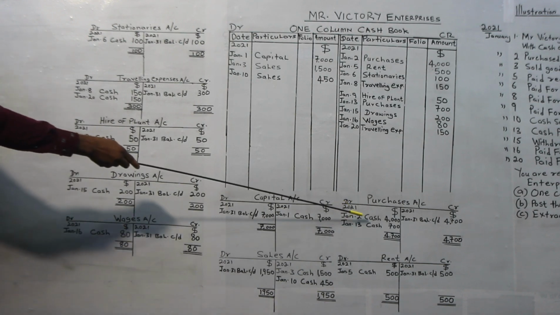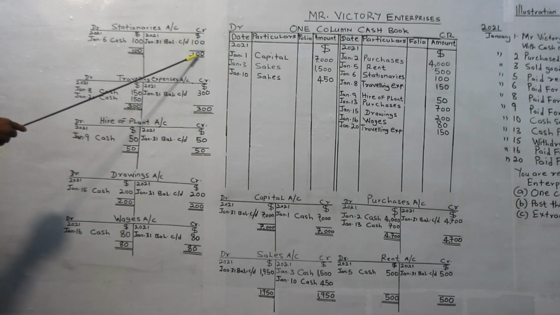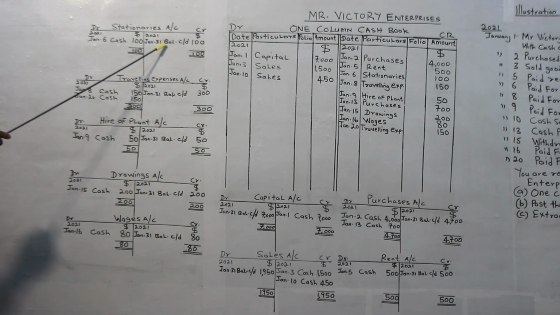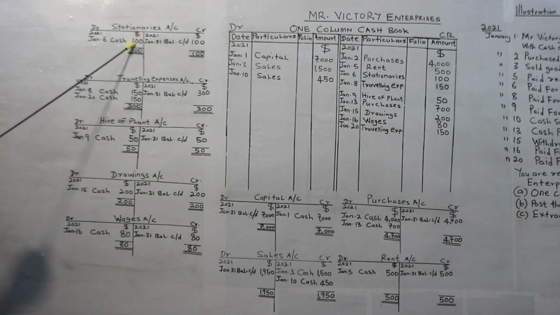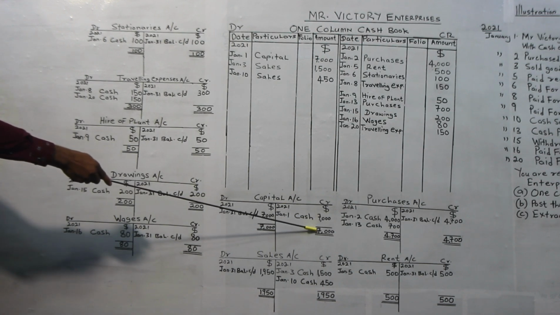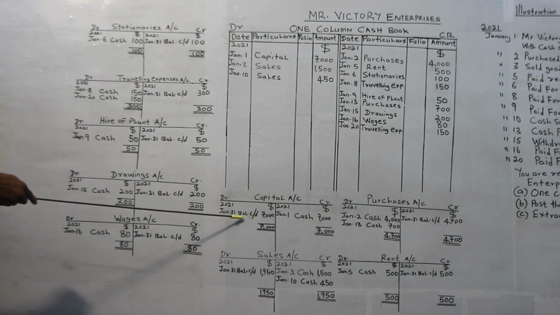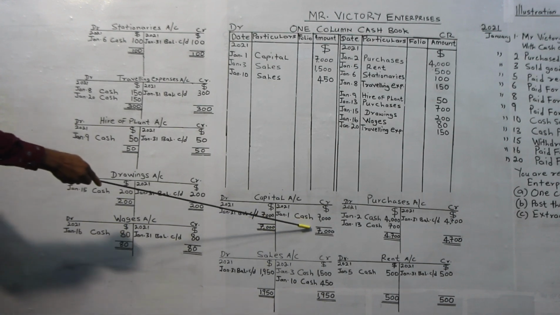So for all the accounts: purchases, rent, capital account, sales, wages, drawings, hire of plant, traveling expenses and stationeries, the whole balances are brought down, still on the equal line. So you can see, firstly, we have made the two sides the same by initiating balance carried down for accounts that have a debit balance. Also for accounts that have a credit balance, we made the two sides equal by initiating a balance carried down on the debit side, and then we bring down the balances.